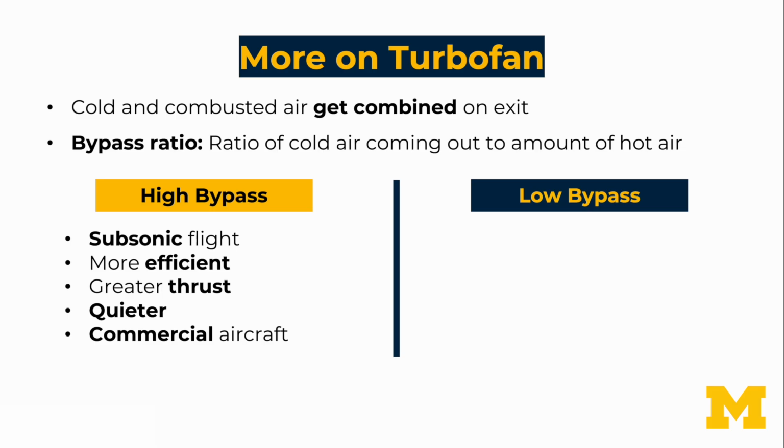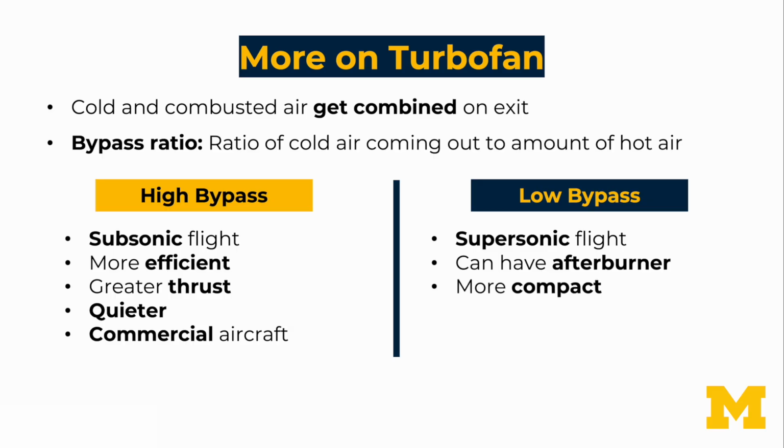The low bypass is used for supersonic flight. You can have an afterburner with it. They're much more compact because instead of having this large area where cooler air can go, you have a really compact design because there's not very much that goes around the combustion chamber. And they're much noisier because you don't have this area of air between you and the combustion chamber.